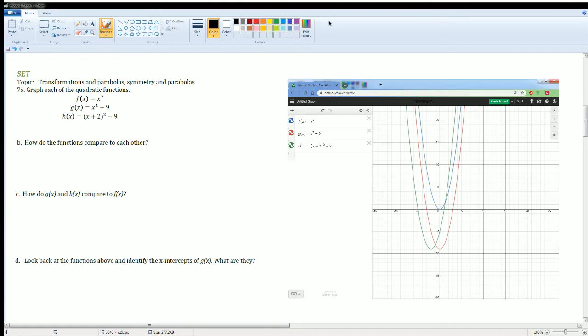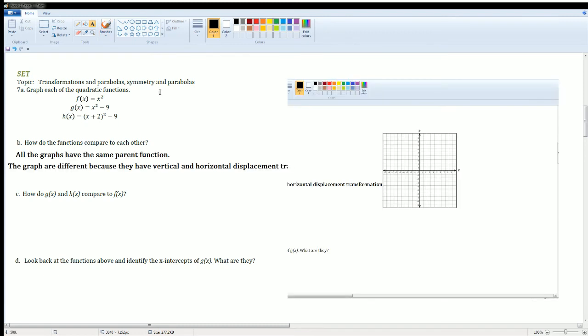The first one, they said, how do you compare each one of them together? Well, they're all the same shape. They are just shifted from each other. So this is what I wrote. All the graphs have the same parent function. The graphs are different because they have different vertical and horizontal displacements.